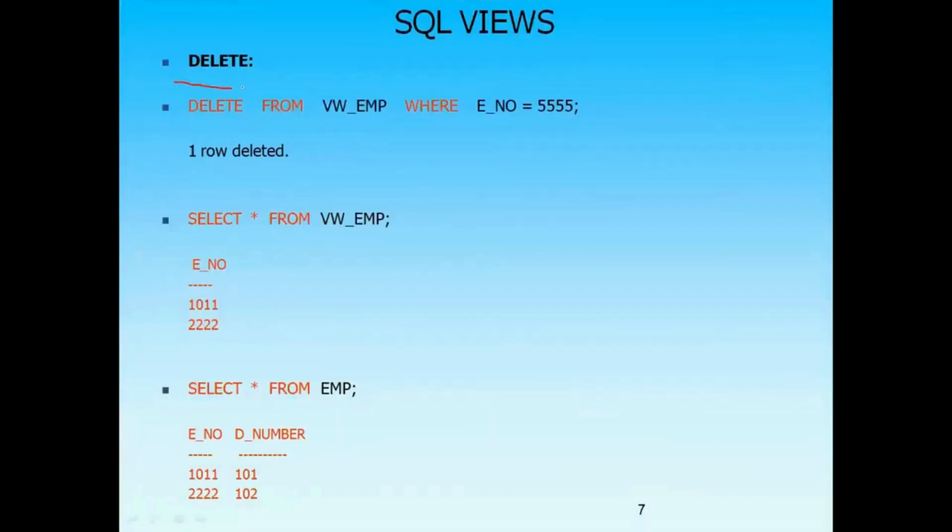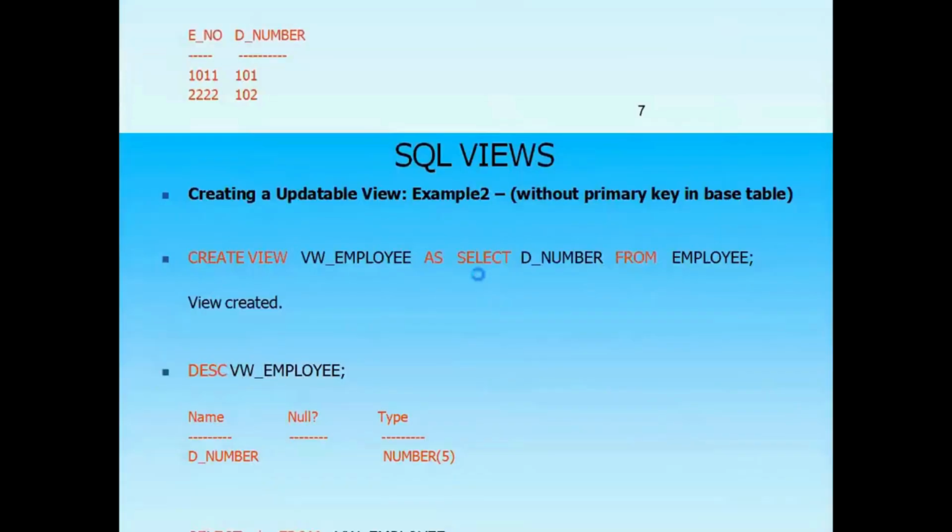Now next is the delete operation. Delete from employee where employee number equal to 555. If you delete an employee from the view, it will be deleted from the base table also. If you see the result of this operation, select star from the view, my third record, 555, is deleted from the view, and it is also deleted from the base table. If you observe, only two records are there in the base table. This is my base table and this is my view. Again, the delete operation is reflected in the base table.